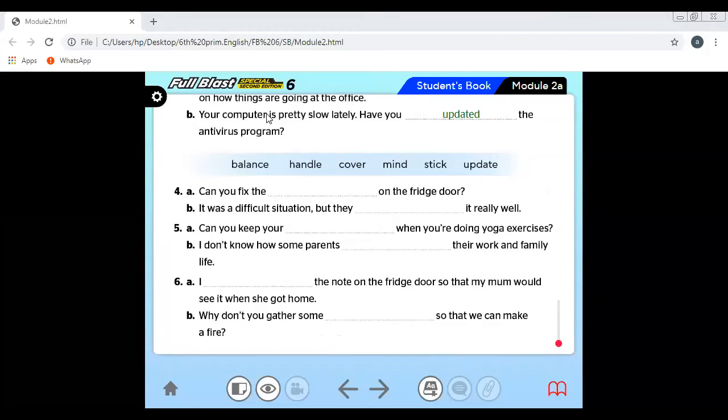Number 4, Judy Ahmed Assam. Yes, Judy, read. Mute your mic, my dear Mariam Mamdouh, and also Malak Tamer Sarwat, mute your mic, all of you. Yes, my dear, can you read? Can you fix the handle on the fridge door? It's handle. Handle here is a verb or a noun, my dear? Noun. Excellent, it's a noun. Thank you, my dear. Let's go to letter B.